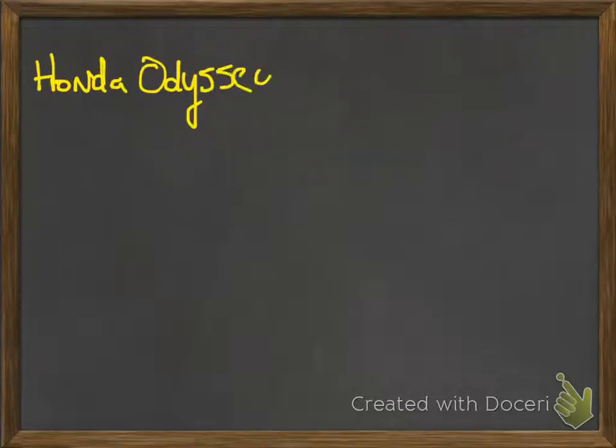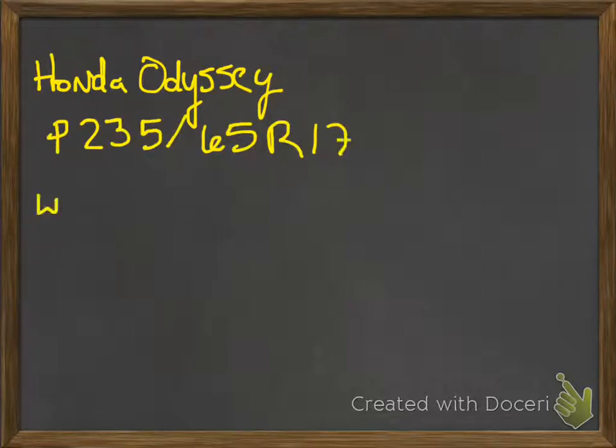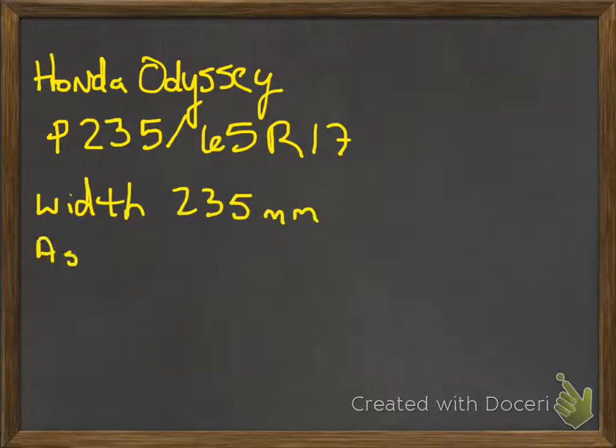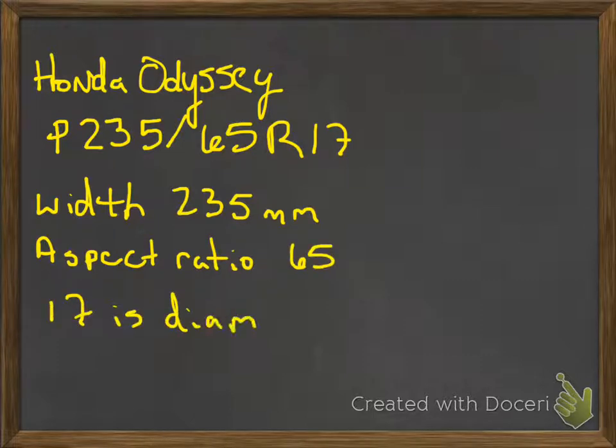Okay, so I have a Honda Odyssey. My Honda Odyssey, the size of the tire is recommended to be a P235 65R 17. And for those of you who don't know, which probably is quite a few, this is what it means. Well, the P means that it's a passenger tire. And actually you can get all this stuff. It's on the second page of the handout.